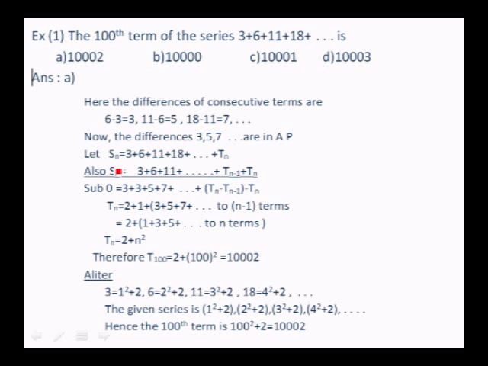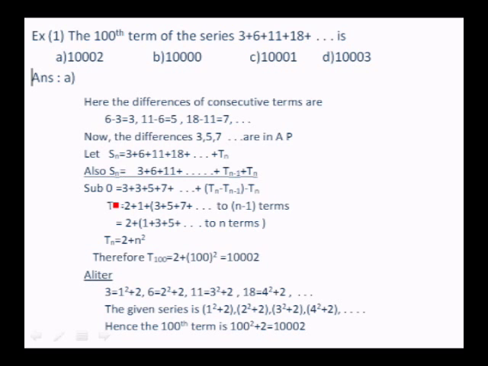Let us take Sn as 3 plus 6 plus 11 etc. up to the nth term. I don't know what the nth term is, so I write it as Tn. So Sn is 3 plus 6 plus 11 etc. Now write the same Sn shifted, not writing 3 below the 3 but writing 3 below the 6. Tn minus 1 comes below, and plus Tn stays at the far end.